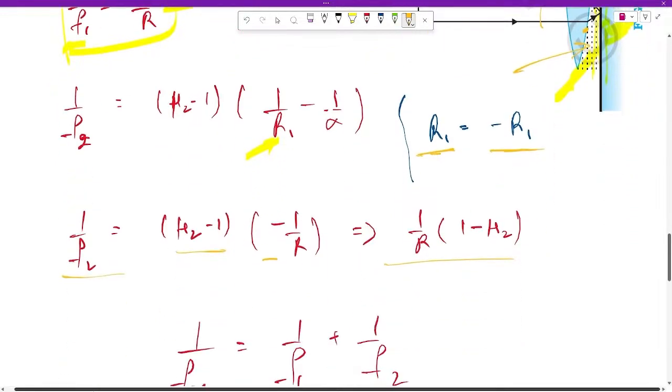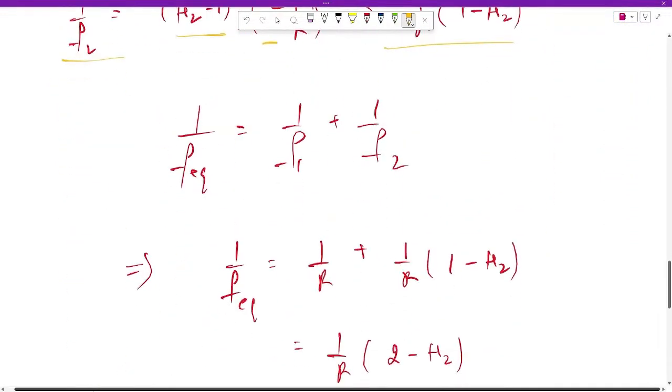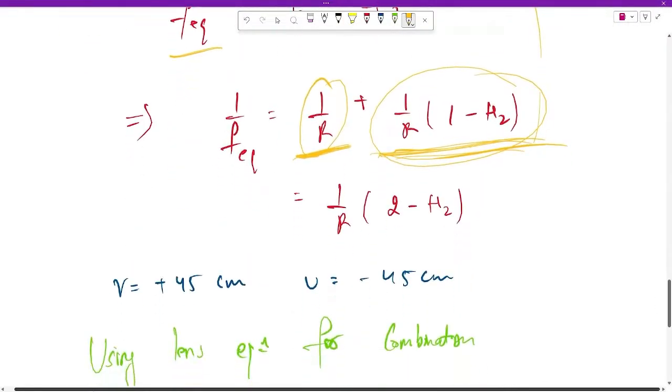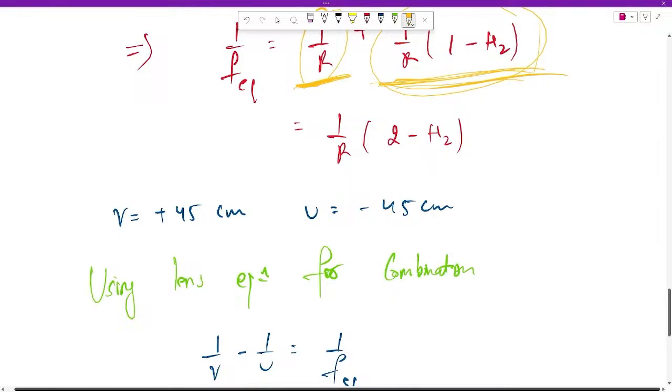Now we will calculate the equivalent focal length. We know that the equivalent focal length is given by the addition of the inverses of the focal lengths, since they are both in contact and they are both thin lenses. So we can write 1 by F equivalent equals 1 by F1 plus 1 by F2. This one contains the liquid focal length, which we calculated just now, and this one is for the glass focal length. So 1 by F equivalent would be equal to 1 by R times (2 minus mu2).